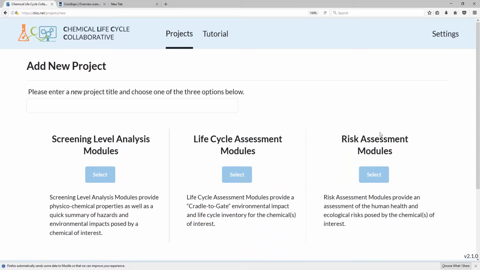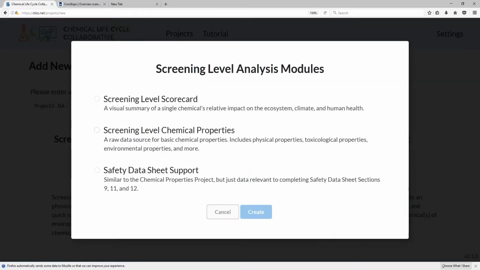So I would like to just add a new project here. What shall we do? Shall we do benzyl alcohol? Yeah, we can do that. Let's do benzyl alcohol and methylene chloride and see what happens. We have to enter a new project name, and let's do the screening level analysis and screening level scorecard. Yep. And we create.